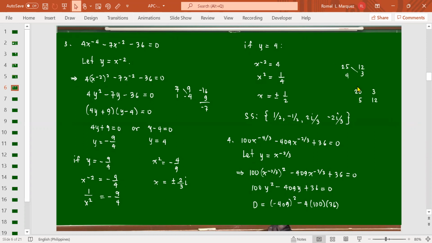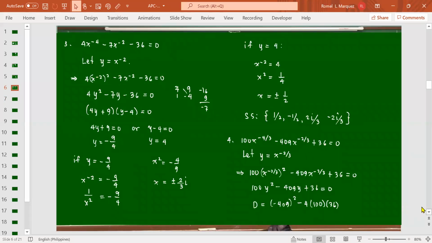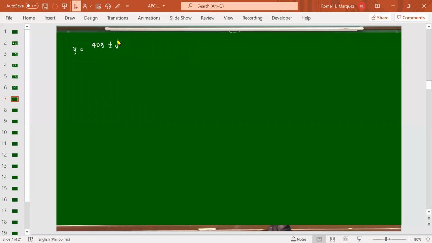Let's use the quadratic formula. If you find it difficult to factor, although it's factorable, you can make use of the quadratic formula. So negative b. So what is y? Negative b, that is negative of negative 409. So positive now, no? Then plus or minus the square root of negative 409 quantity squared minus 4 times a, which is 100, times c, which is 36.